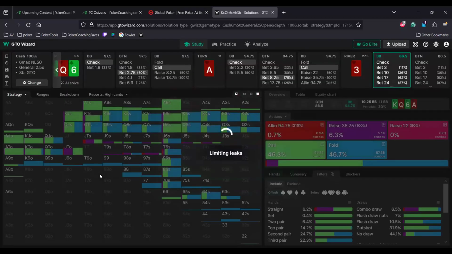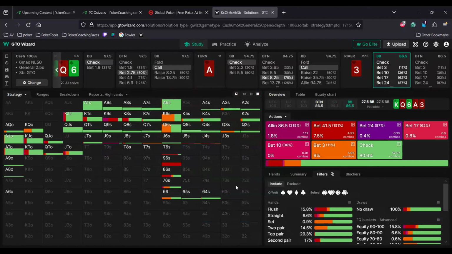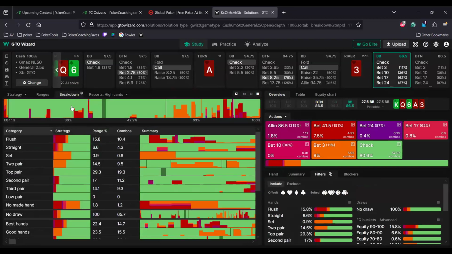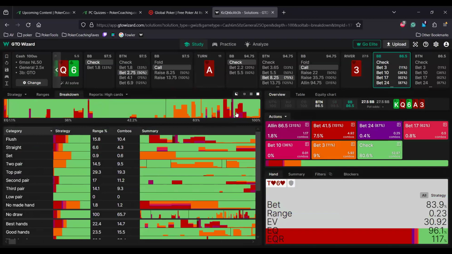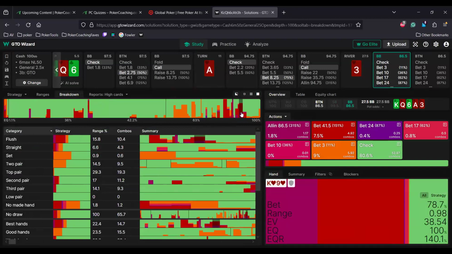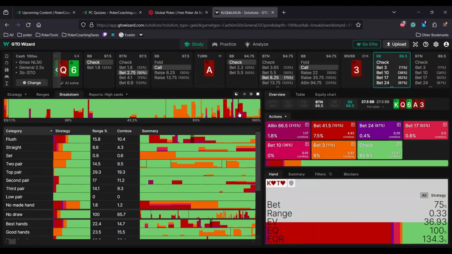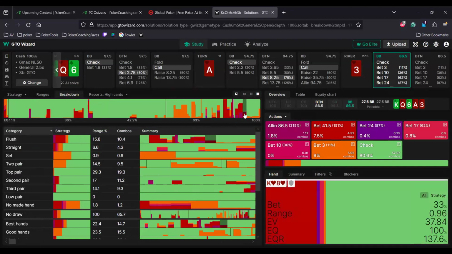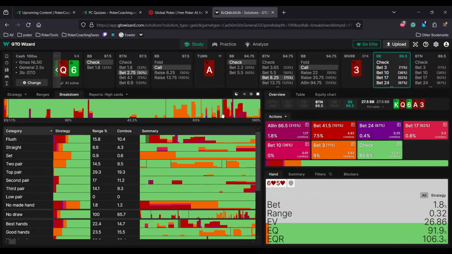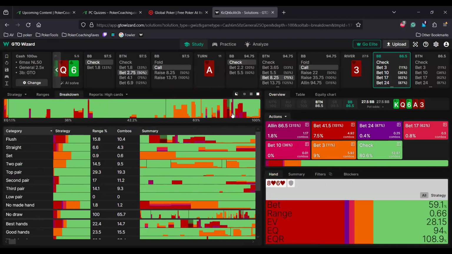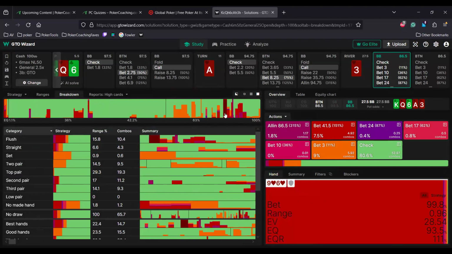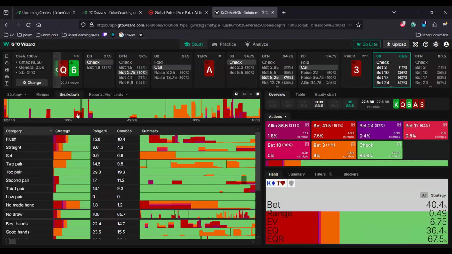I don't think he's gonna have any donks in any of his range. Maybe he does. He's got lots of donks. If we look at where he's donking from, it's across the entire range, so you can balance it. But his value donks are his nut flushes. He's got a lot of nut flush value donks for D150s. He likes to value donk his nut flushes. He's mixing that with some lesser flushes that he's donking with. And then his bluffs are coming from blockers.